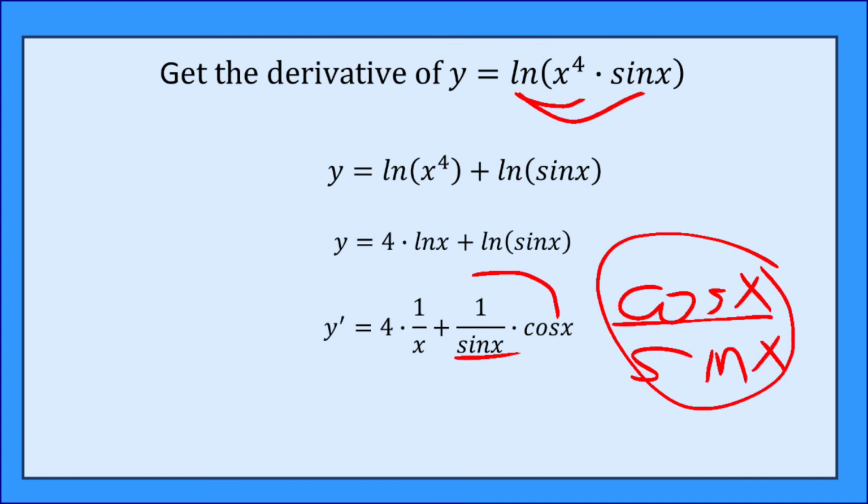Alright, just take a look here. You're going to use a trigonometric identity: cosine x over sine x is cotangent x. We just multiply the 4 with 1 over x, so we have 4 over x plus cotangent x. So it means our derivative for ln of x to the 4th times sine x is 4 over x plus cotangent x. So this will be our final answer.